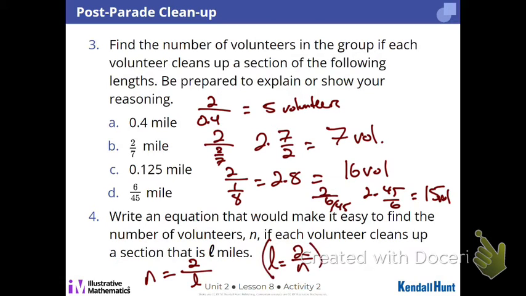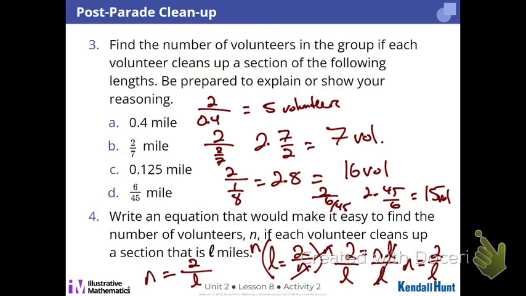So watch what I'm going to do. For this one, I'm going to multiply both sides by n. That gets rid of the divide by n. And that means 2 is equal to n times L, which means the number of volunteers times the number of miles each volunteer would do needs to total 2 miles. Like, in context, it still makes sense. Then, to get n alone, I'm going to divide by L. Check it out. The number of volunteers equals 2 over L. I did the same thing to both sides to get back to my original equation.